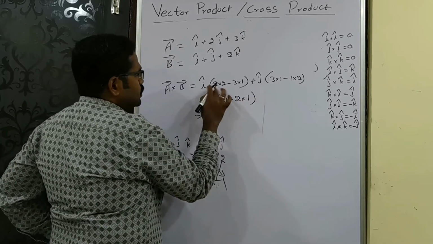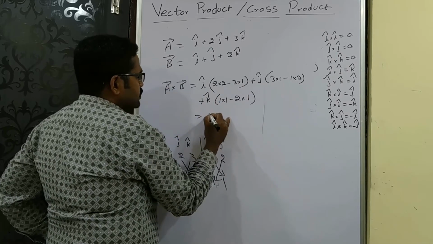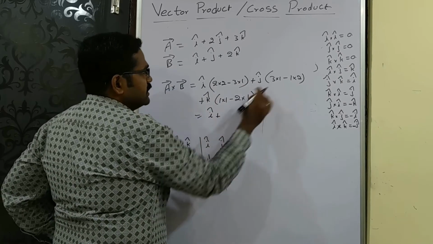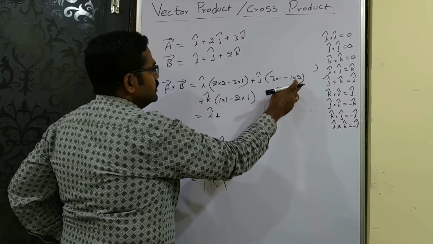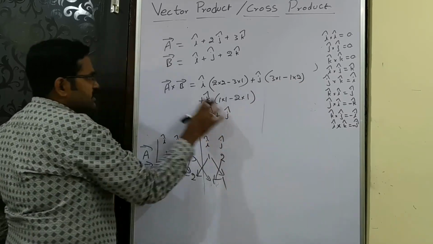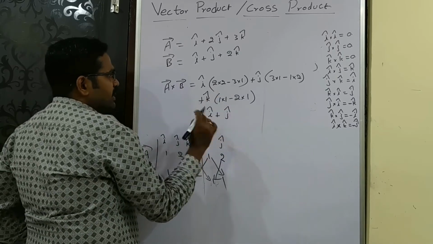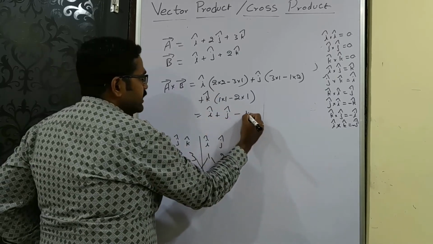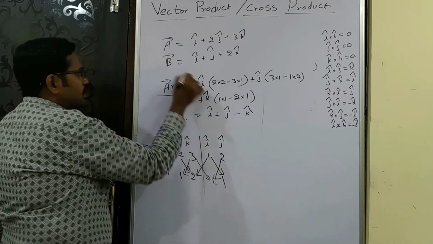So how much is this? 2 2s are 4 minus 3 is 1. So single i cap plus 3 1s are 3 minus 1 into 2 is 2. 3 minus 2 is 1 again. This is j cap. 1 into 1 is 1. Minus 2 into 1 is 2. 1 minus 2 is minus 1. This is minus k cap. This is what you got.